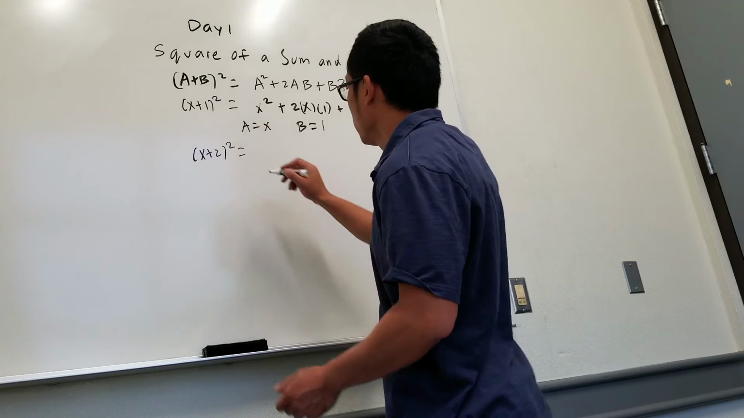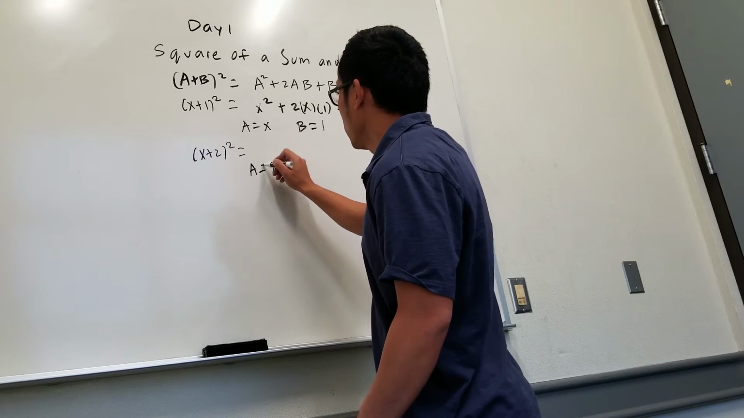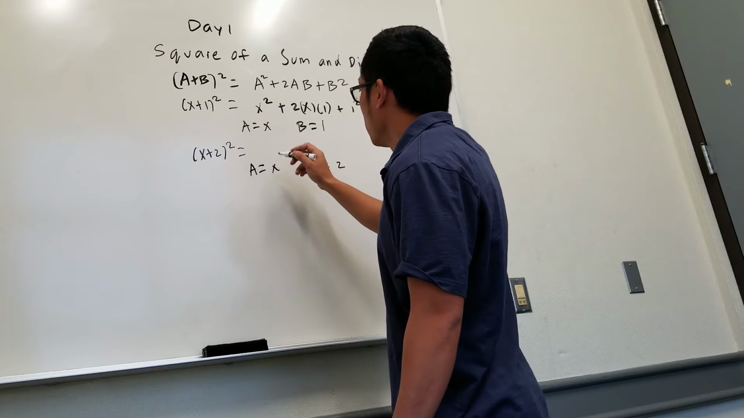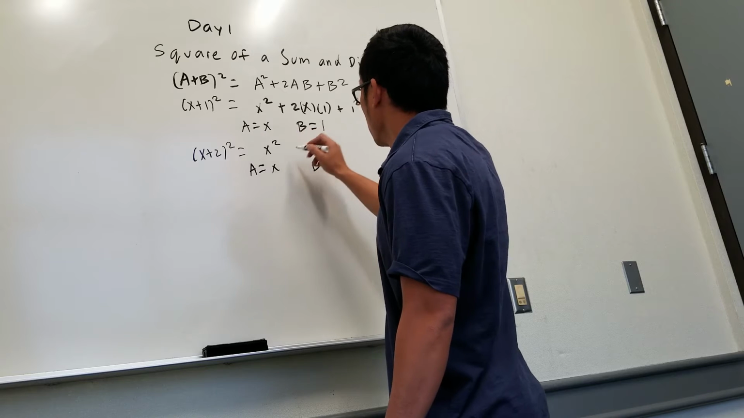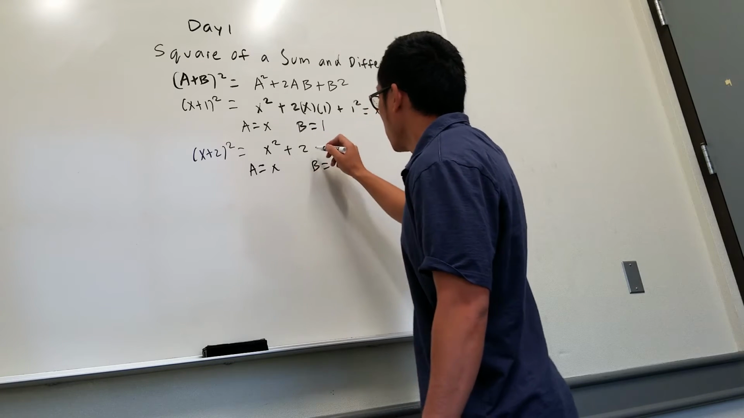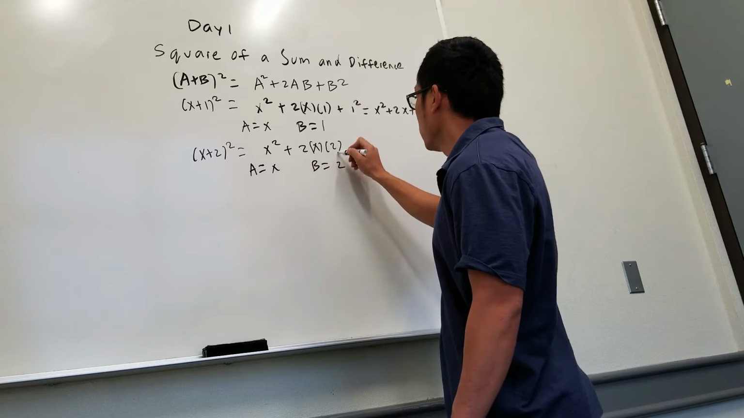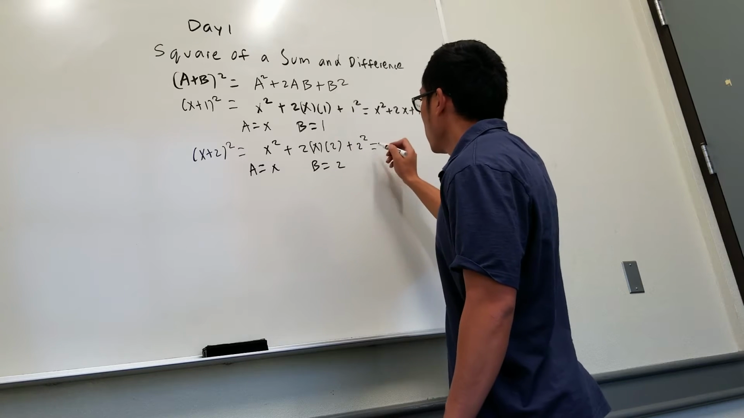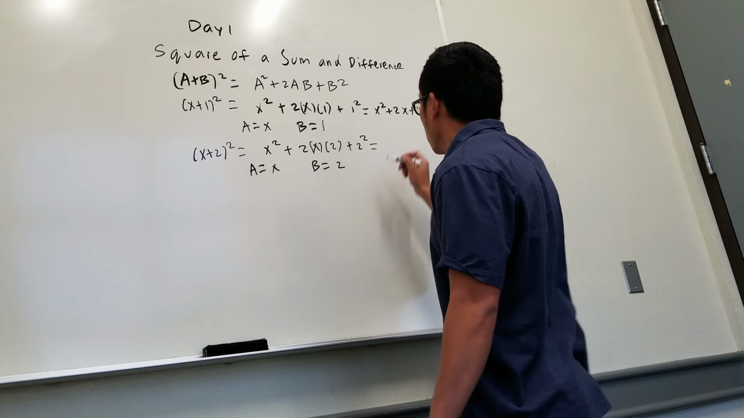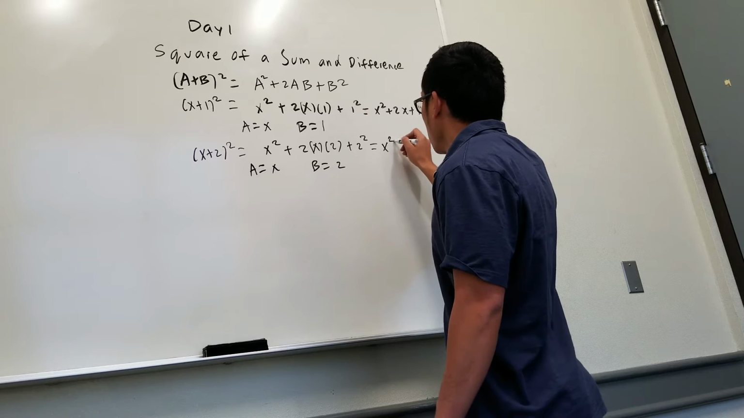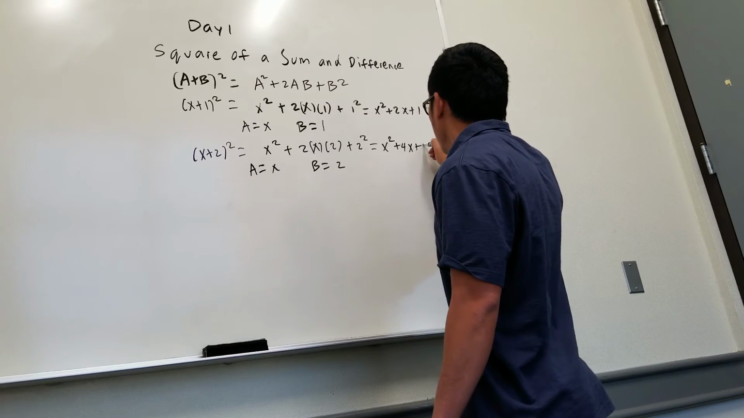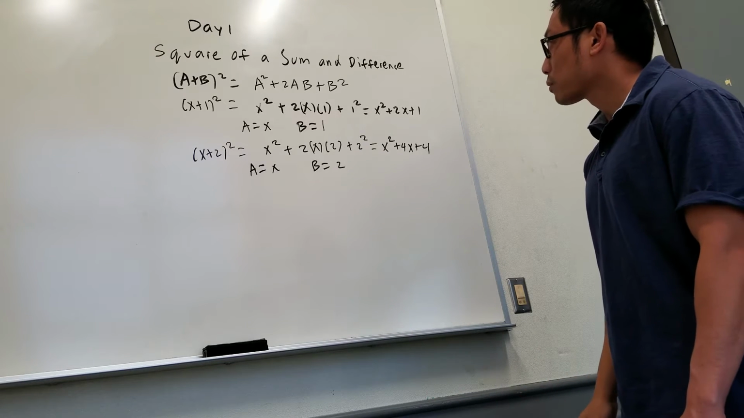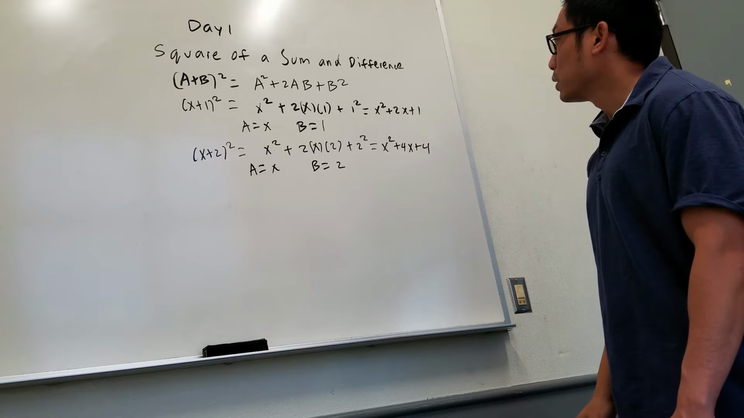So we have a is equal to what? A is equal to x, b is equal to 2. Then we have a squared is x squared plus 2ab, which is x times 2, plus b squared, which is 2 squared, and then we simplify, which is going to be x squared plus 4x plus 4. Okay? That's it. So we did the square of a sum.